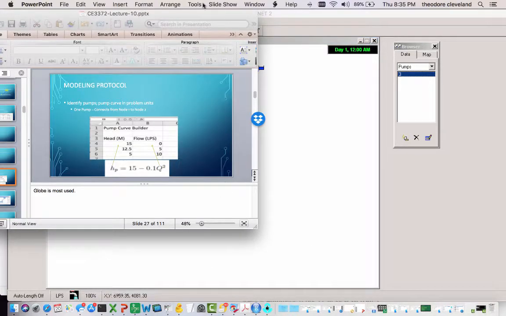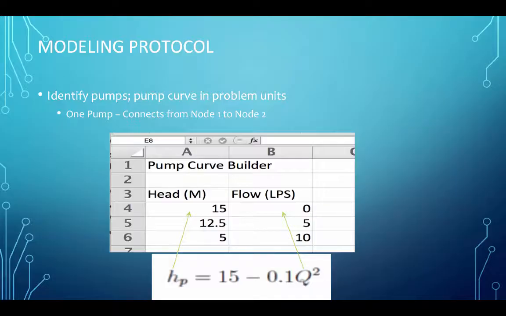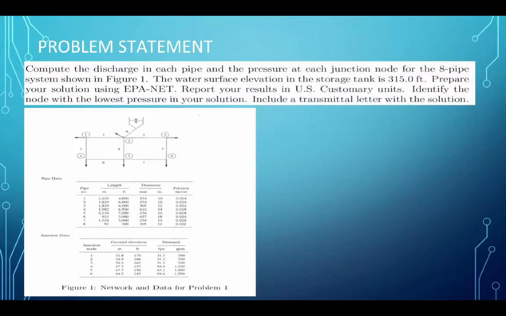So returning to our presentation, we're now going to look at a network, initially tank supplied, and then we're going to add more to this network. So compute the discharge in each pipe and pressure at each junction for the 8-pipe system shown. The water surface elevation is 315 feet. Prepare the solution, report the results, transmit a letter.